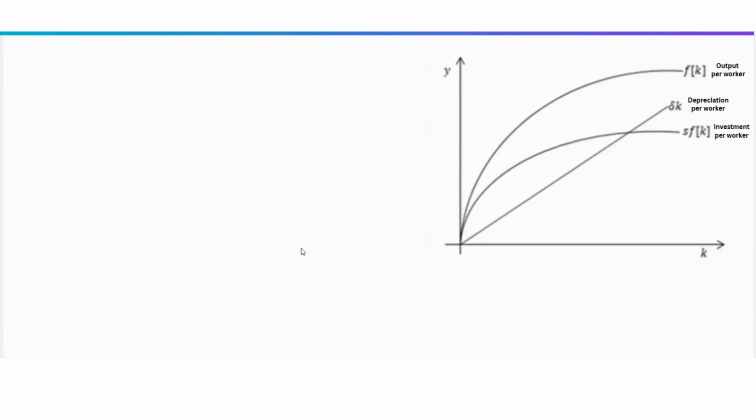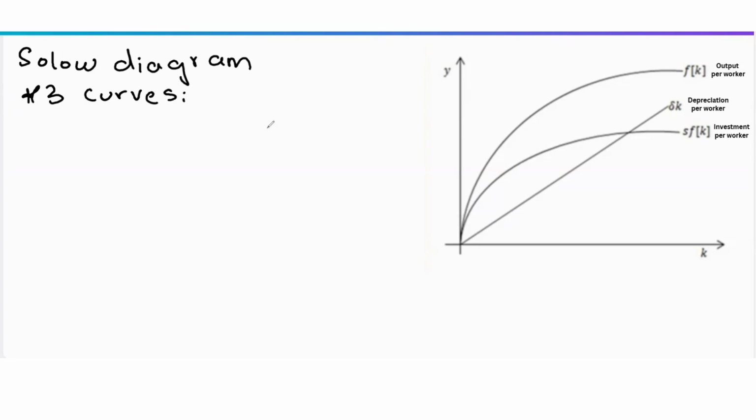We want to look at the Solow diagram in the basic Solow model, where we don't have any population or labor growth or any technological progress. There are three curves, as we can see over here, and we want to look at each one in detail to understand them. The first is the per worker production function.